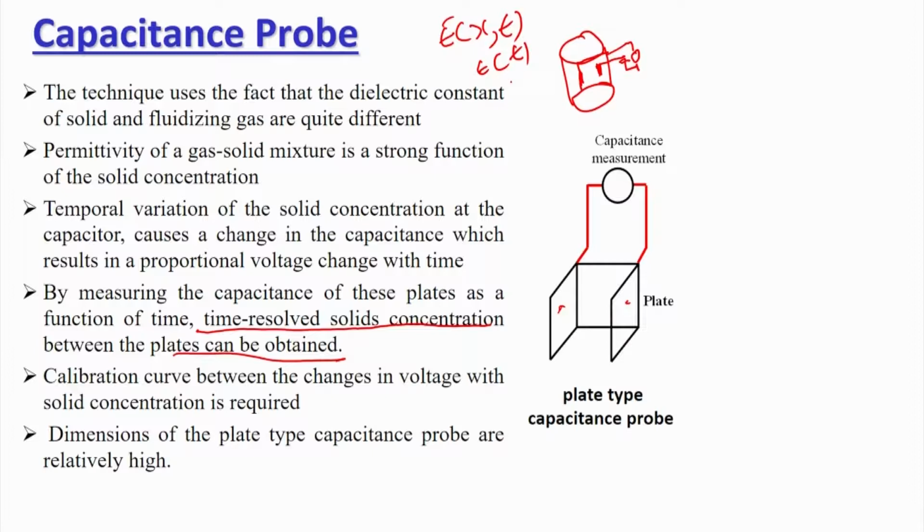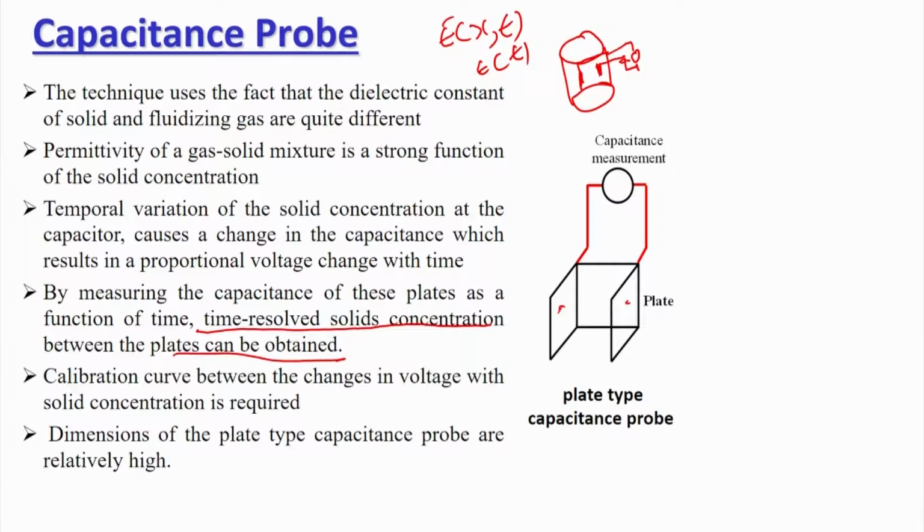Now with the position, what you need to do, because this is a point measurement or a limited volume measurement, if you want to know how the epsilon or volume fraction is changing with position, you have to put several probes inside, or the same probe you have to put at different locations to get how the volume fraction at different locations is changing with time. But the temporal resolution you will get is very good. The only problem is you need a calibration curve.